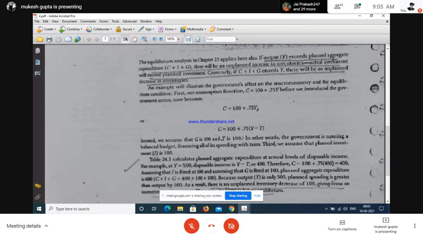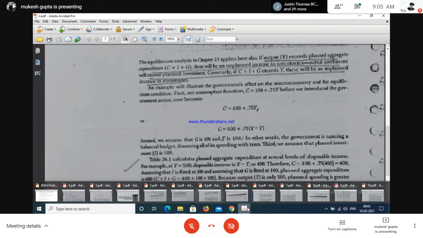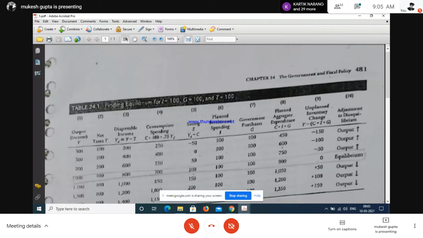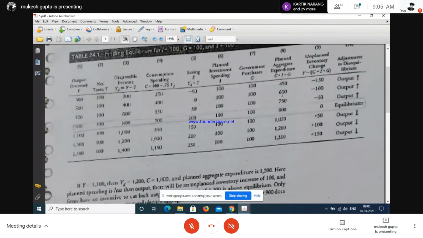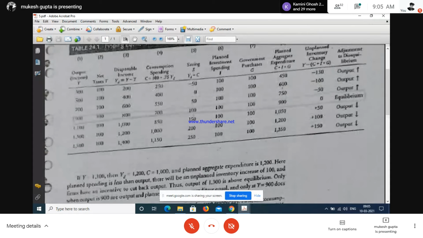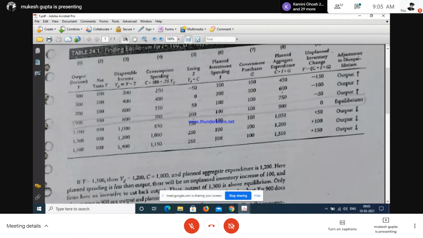And in the next table, we can see how we will reach the equilibrium point. With all this information, if you equate Y equal to C plus I plus G and put in all the values, you will get Y equal to 900. And when Y becomes equal to 900, it becomes equal to C plus I plus G, that is 900 also.